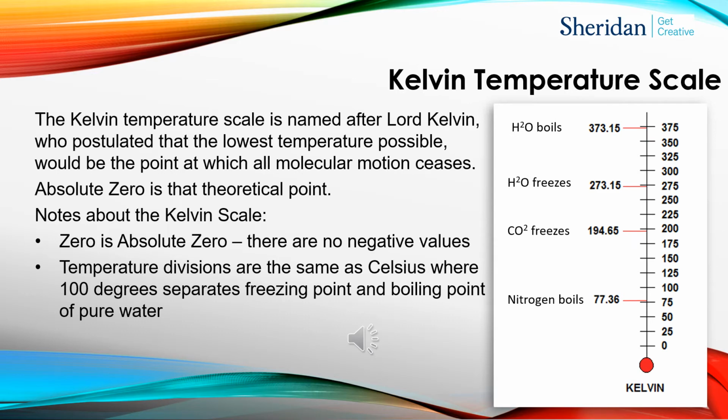Kelvin temperature scale. The Kelvin temperature scale is named after Lord Kelvin, who postulated that the lowest temperature possible would be the point at which all molecular motion ceases. Absolute zero is that theoretical point. Notes about the Kelvin scale: zero is absolute zero. There are no negative values. Temperature divisions are the same as Celsius, where 100 degrees separates freezing point and boiling point of pure water.